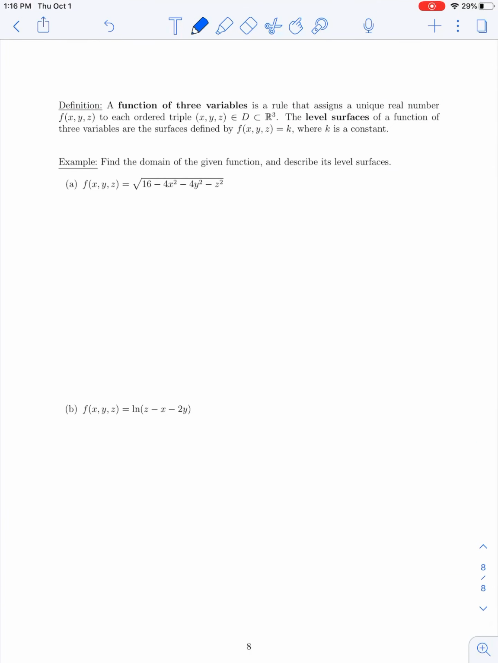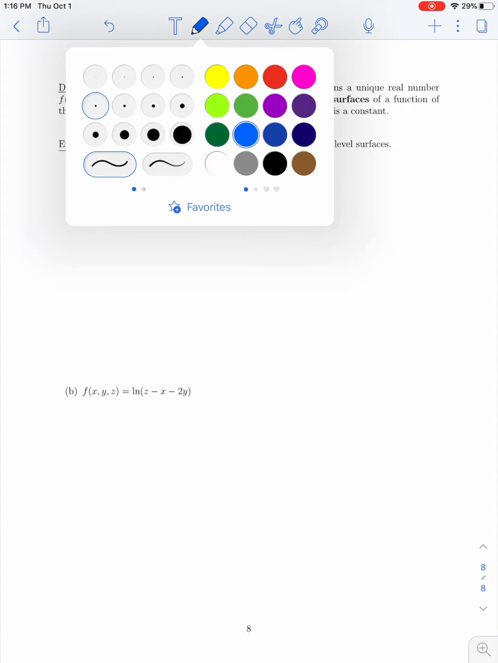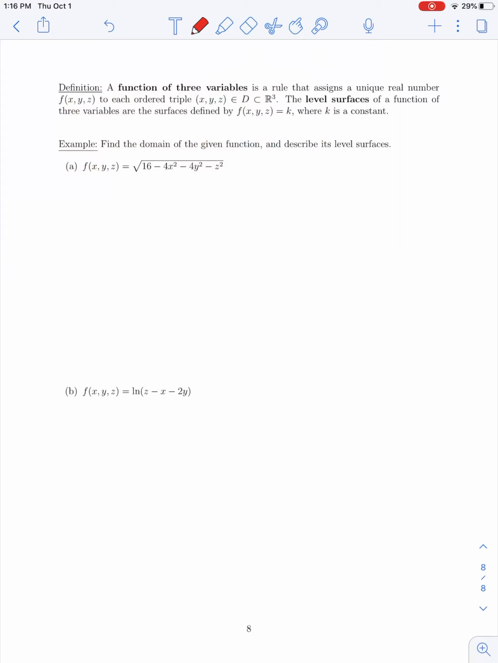Now the last thing that we'll take a look at in this section is extending some of the concepts that we've described to functions of 3 or more variables. So here we'll define formally a function of 3 variables, and of course functions of more than 3 variables would be defined similarly. But we would say that a function of 3 variables is a rule that assigns a unique real number, denoted as f of x, y, z, to each ordered triple x, y, z in a subset D, which is a subset of space.